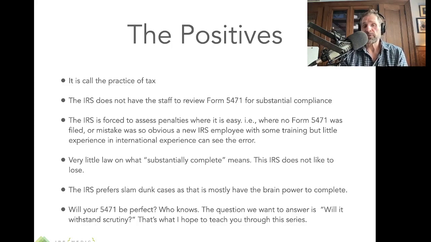Now, there are some truly brilliant IRS employees. There's not that many of them, and they're all looking to retire if they haven't so far. So the mistake you make needs to be so obvious. This is the way to think about it, because this is really it. It has to be so obvious that a new IRS employee with some training but little experience and international experience can see the error, or it has to be something the IRS can automatically assess through some sort of program. Okay, they were doing that with the Form 3520, 3520-A penalties. They tried that app, messed it up terribly, assessed penalties to people who definitely didn't owe them, and we did a lot of work on fixing that.